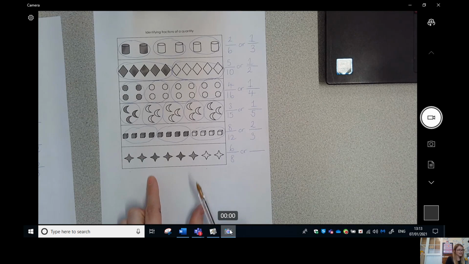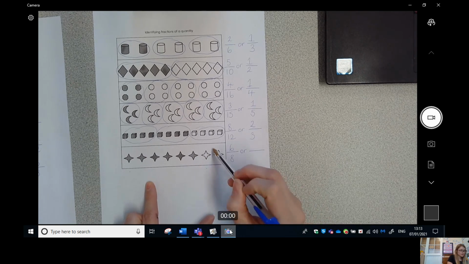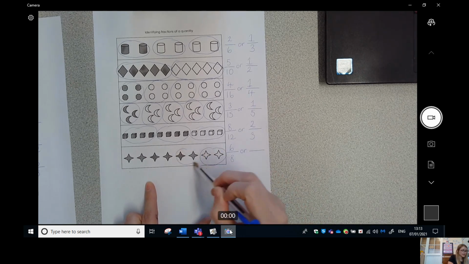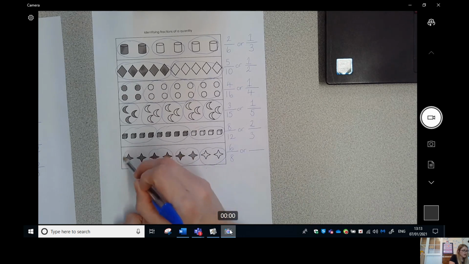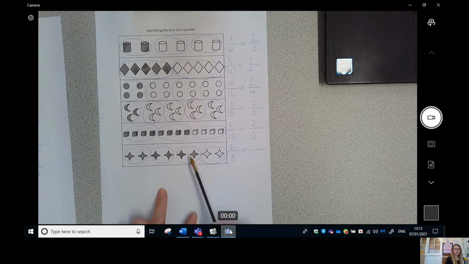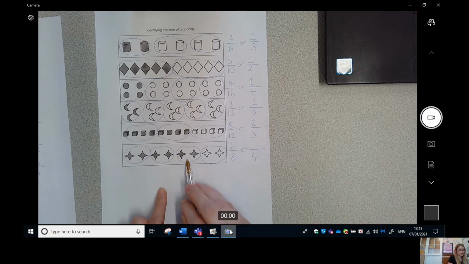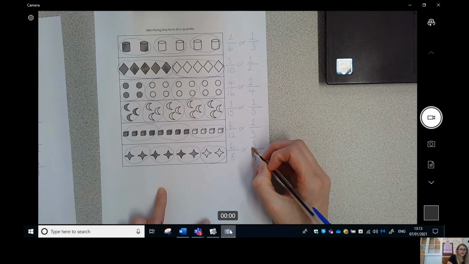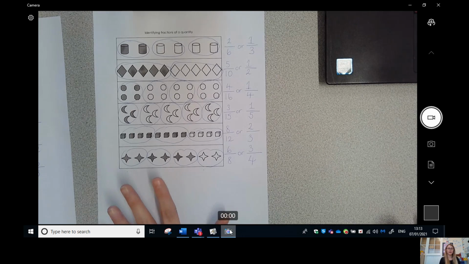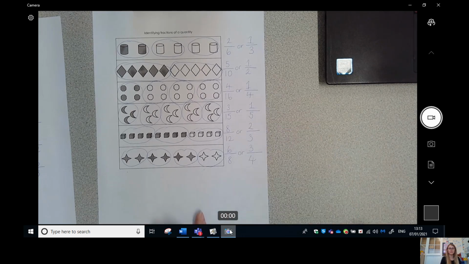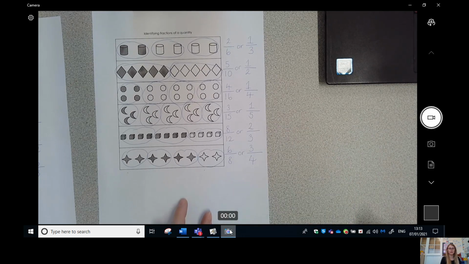Okay, the next one. Again, it's a little bit trickier because I've got more shaded than are not shaded. So I'm going to think about how many are not shaded because that must be 1 equal group. So I'm going to circle that and I'm going to see if I can make equal groups of 2. Fabulous, yes I can. So 1, 2, 3, 4 groups and 1, 2, 3 are shaded. So I'm just going to leave that there for a moment. You may want to pause the video and check your answers and then you can come back when you're ready.